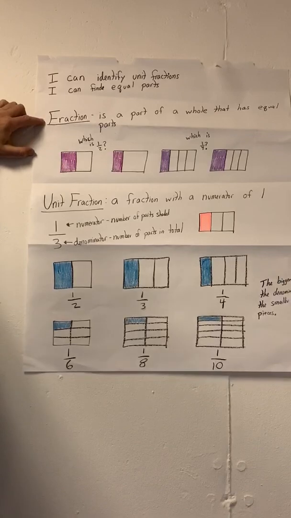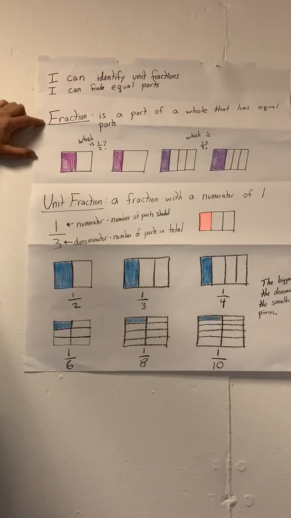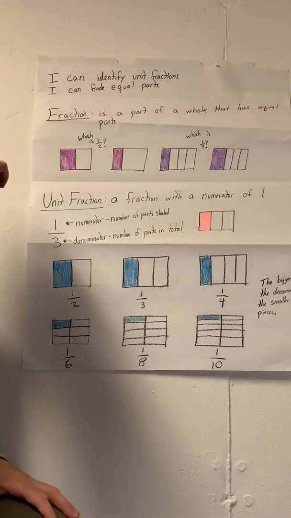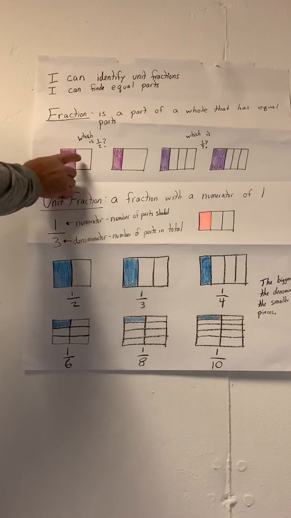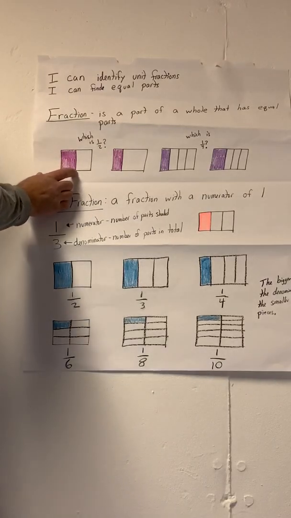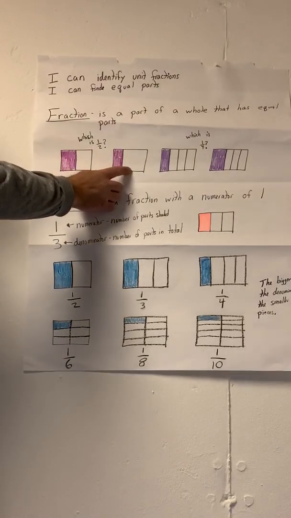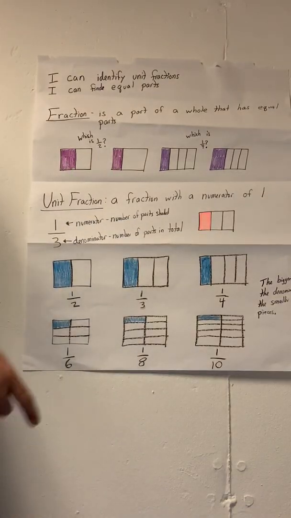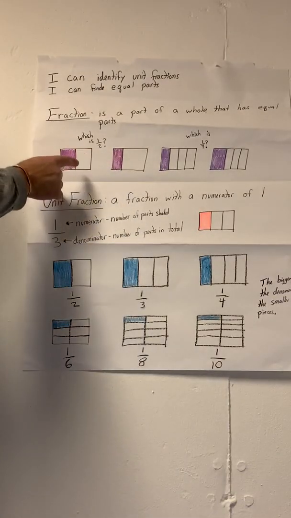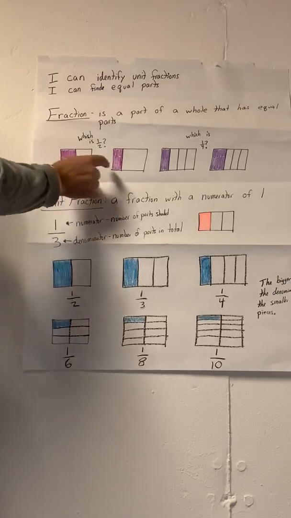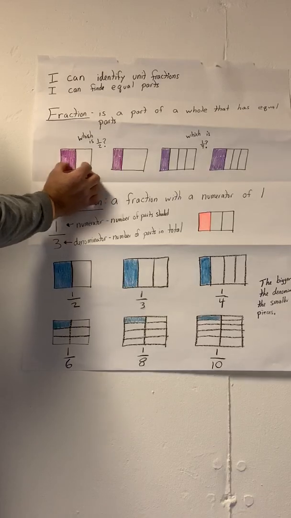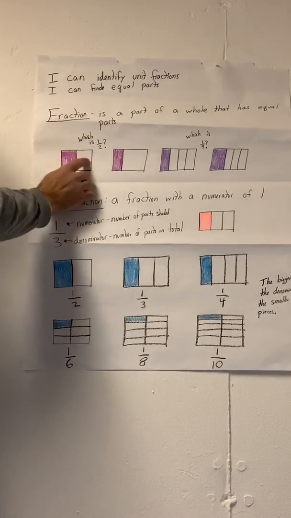So a fraction is a part of the whole that has equal parts. If it doesn't have equal parts at all, it's not a fraction at all. So this says, which one of these is 1/2? Would it be this one or this one? You'd look at which one has equal parts. It's definitely this one. This one is small, this one is big. These two are the same. So this one would be 1/2.